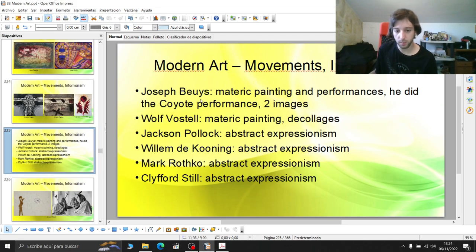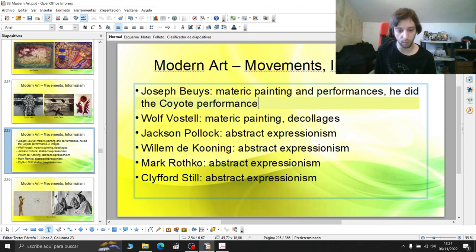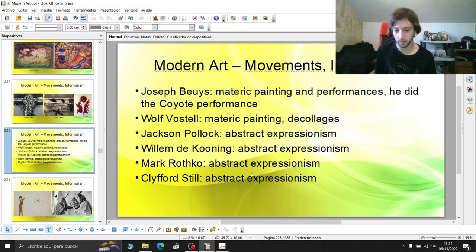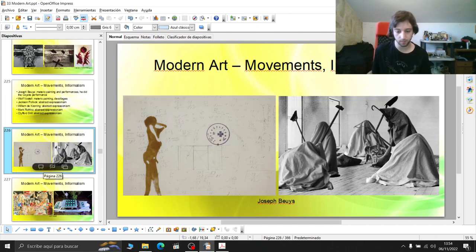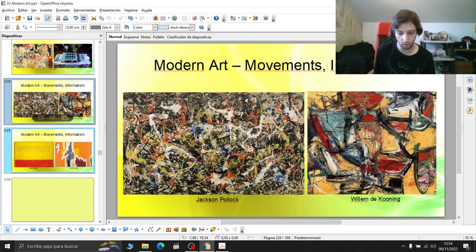Joseph Beuys, Matter Painting and Performance, he did the Coyote performance. Wolf Vostell, Matter Painting, The Collage. Jackson Pollock, Abstract Expressionist, and all of these are Abstract Expressionists: Jackson Pollock, Willem de Kooning, Mark Rothko, and Clyfford Still. Here you see examples of all of them.